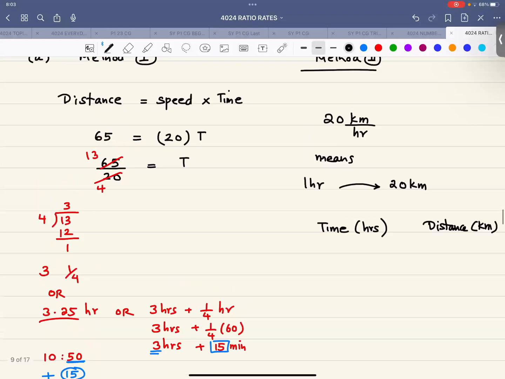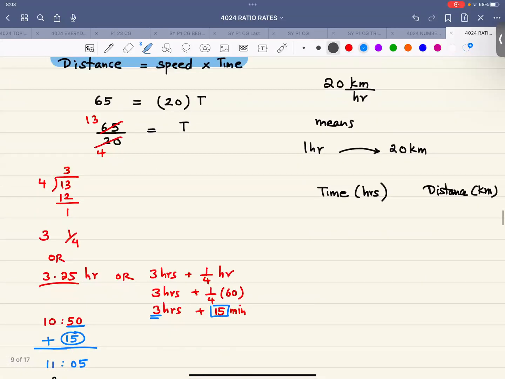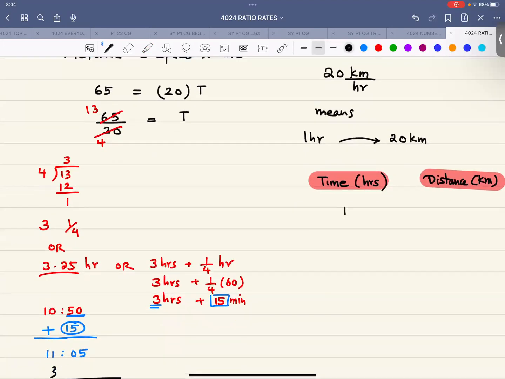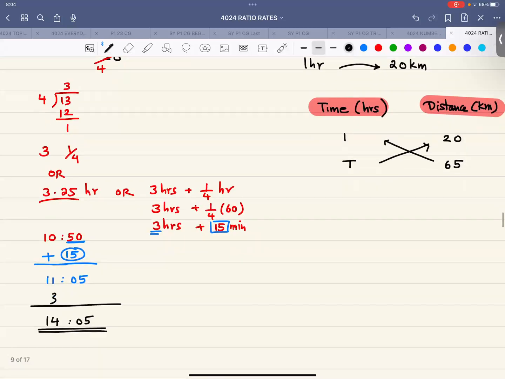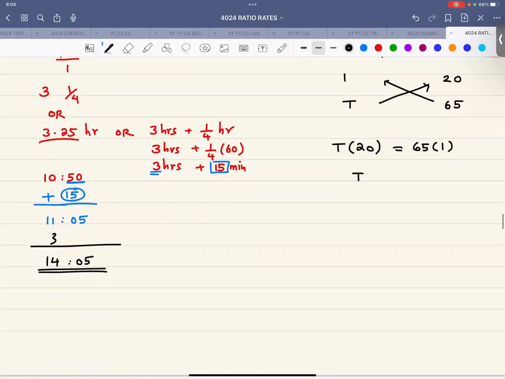If someone does not want to use this particular formula, over here, if someone is not interested in this formula, they can work in ratios. So now over here, I can write 1 hour, 20 kilometers, 65 kilometers, t hours. Let me do the cross multiplication. So t into 20 is 65 into 1. Therefore, t comes out to be 65 into 1 divided by 20.